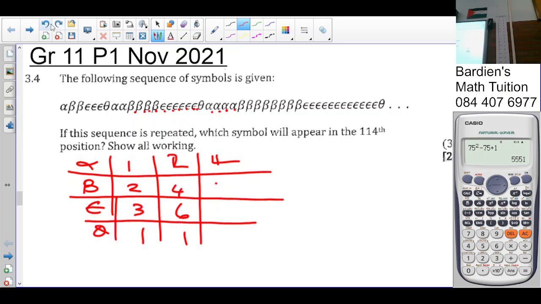Then we had 4 alphas, 1, 2, 3, 4, 5, 6, 7, 8 betas, 1, 2, 3, 4, 5, 6, 7, 8, 9, 10, 11, no, 12. So 1, 2, 3, 4, 5, 6, 7, 8, 9, 10, 11, 12. Yes, 12 element signs and 1 theta. Can you see that, people?